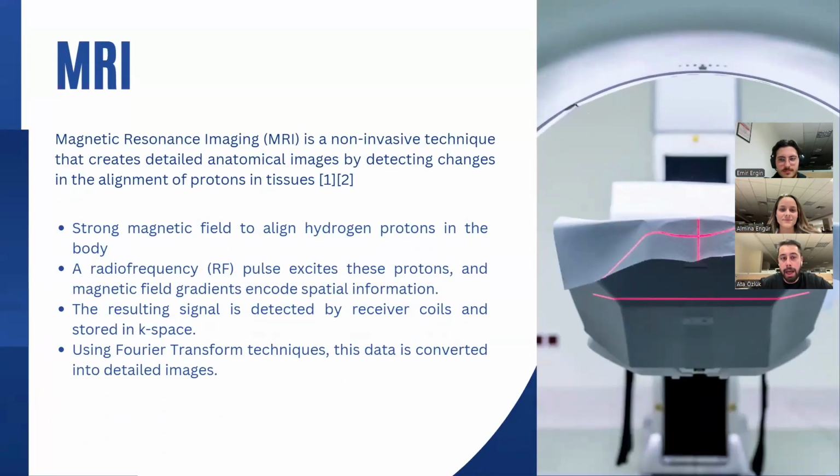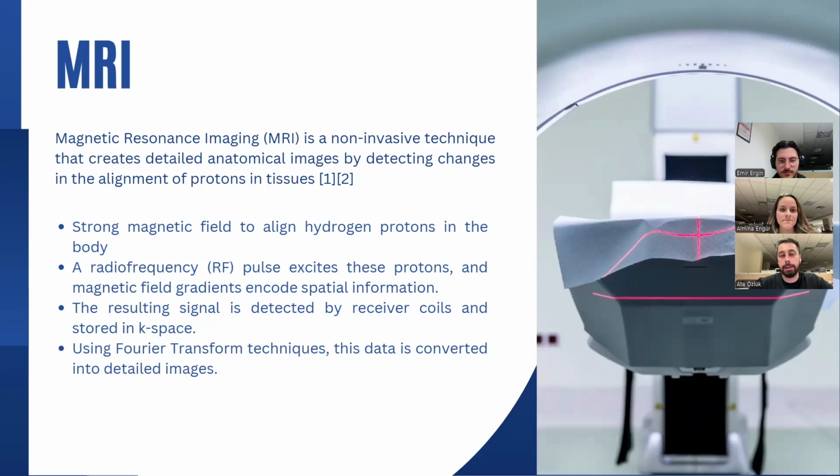What is MRI? MRI is a non-invasive technique that creates detailed anatomical images by detecting changes in alignment of protons in tissues. A strong magnetic field aligns hydrogen protons in the body. A radio frequency RF pulse excites the protons and magnetic field gradients encode spatial information. The resulting signal is detected by receiver coils and stored in K-space. Using Fourier transform techniques, this data is converted into detailed images.